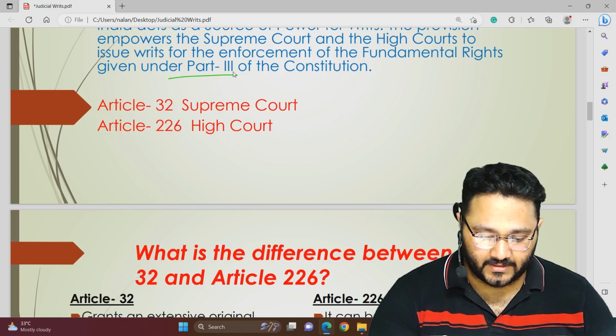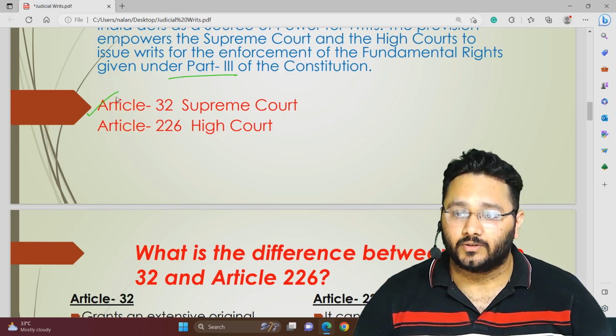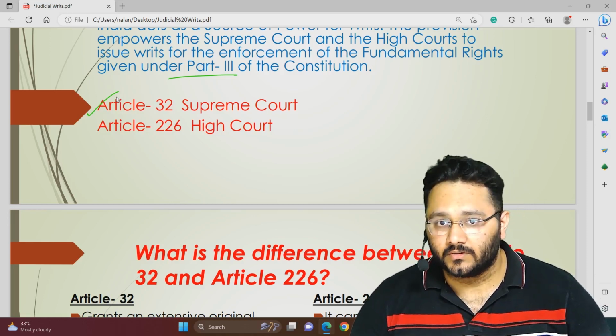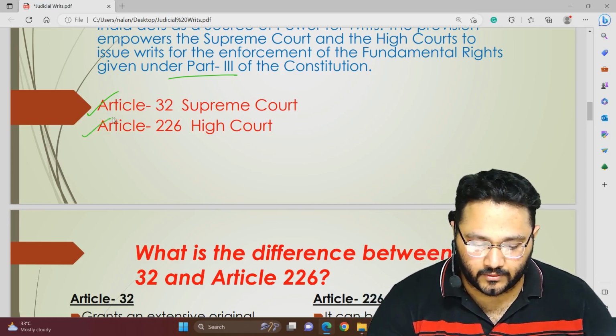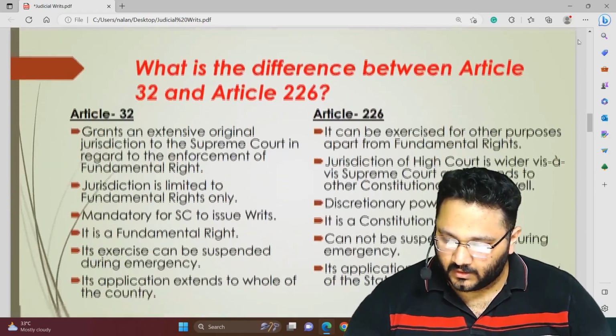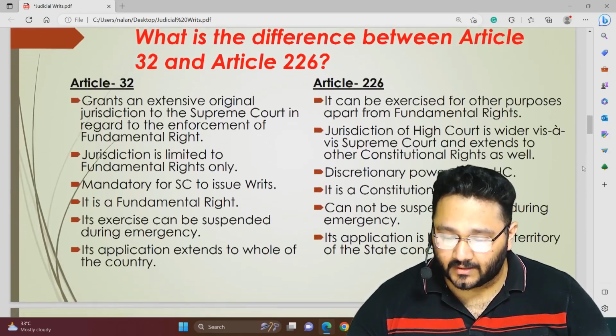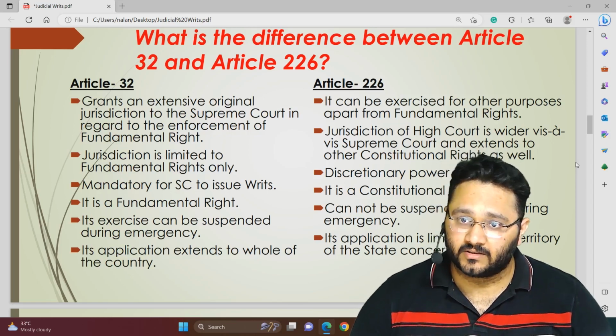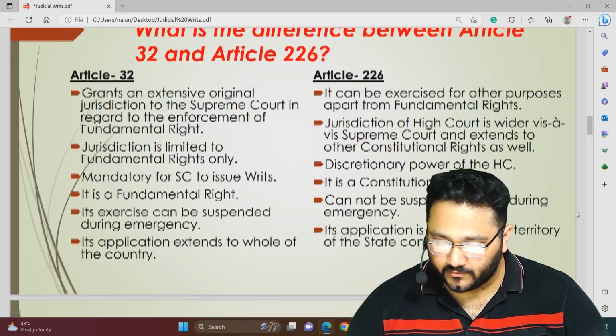So as you can see, Article 32 provides constitutional remedy, right? And under Article 32, you can approach Supreme Court directly. And under Article 226 of the Constitution, you can go to the High Court. Now, what is the difference between Article 32 and 226? So this is a very important topic. It is generally asked repeatedly in exams.